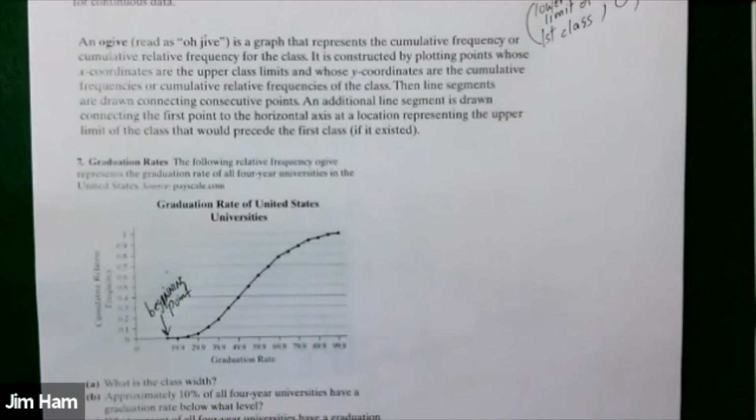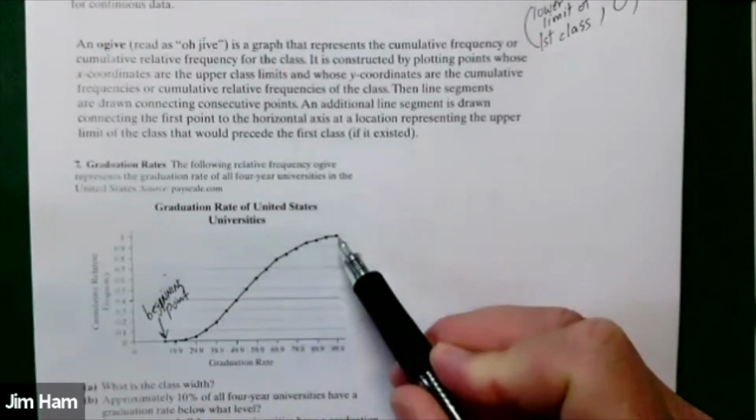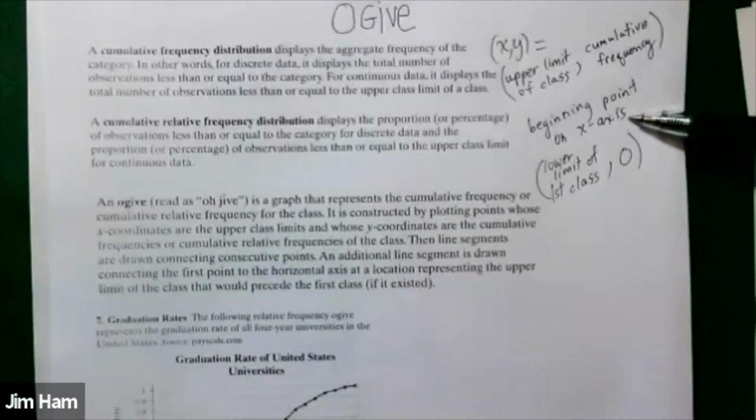But this point right here is the beginning point. So that one we're not going to count as a class. This point is the lower limit of the first class. This is our upper limit of the first class. This is the upper limit of the second class, the third class, the fourth class. This over here is the upper limit of the last class. So if you wanted to count the number of classes, just count the number of dots, but don't count the first dot, because that's one we just add at the end, the beginning point.